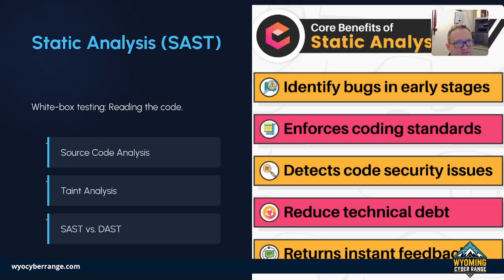Now, once we get past the DAST code, we may want to go into SAST, and so we may want to look at the code itself. Static analysis, otherwise known as SAST, analyzes source code without running it. It allows us to shift left with our security. So we're going to find bugs early in development, before the app is even built.